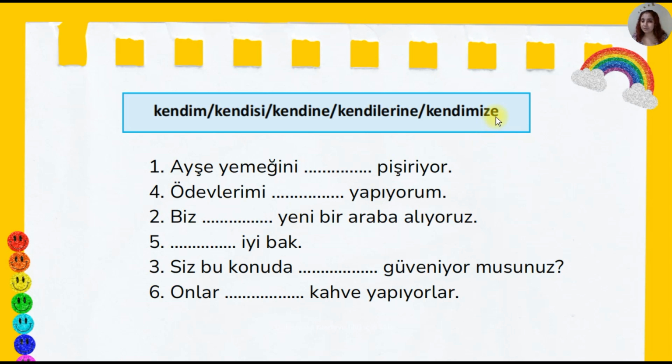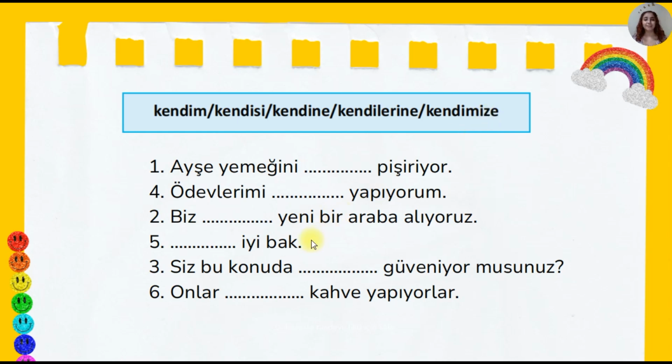Kendimize, ourselves. Biz kendimize yeni bir araba alıyoruz. And if the meaning is we are buying a new car by ourselves, you don't need to use any other suffix because kendimiz means by ourselves. And if you want to say for ourselves, it requires a for suffix. This is the key point.